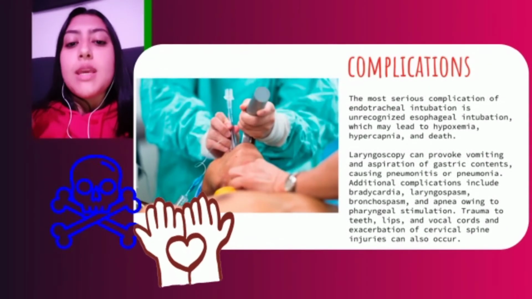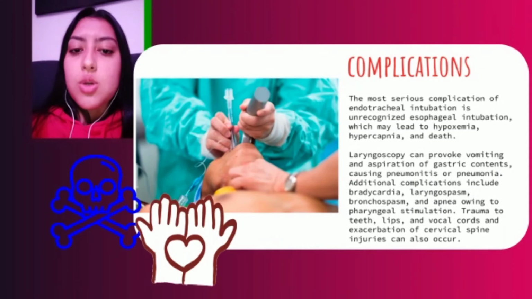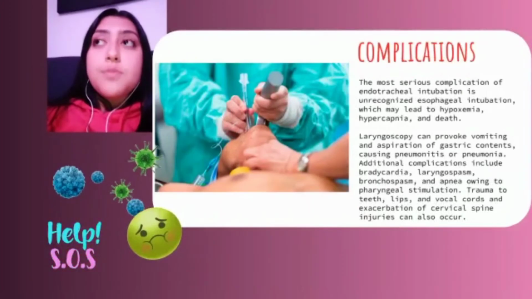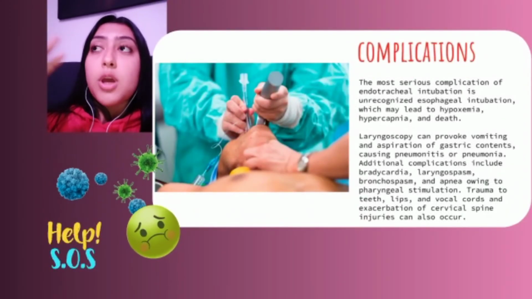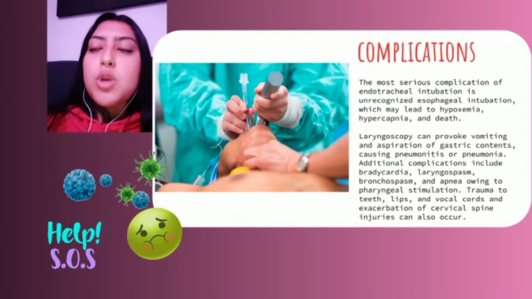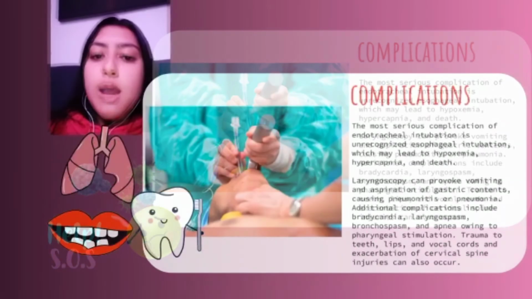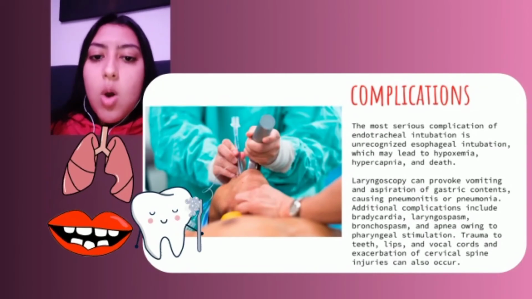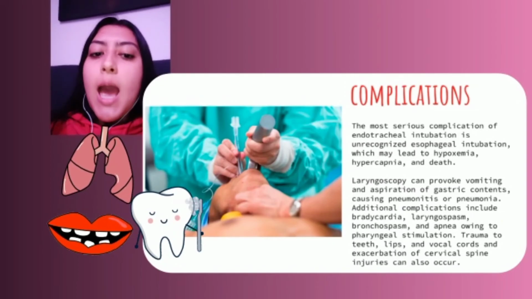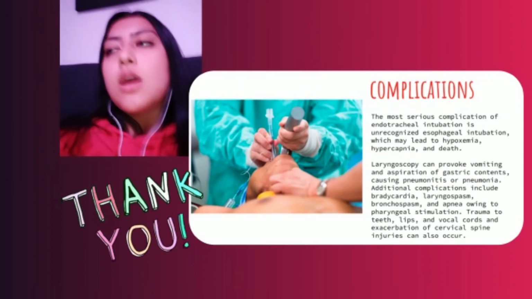Complications. The most serious complication of endotracheal intubation is unrecognized esophageal intubation, which may lead to hypoxemia, hypercapnia, or death. It's important to know that laryngoscopy can provoke vomiting and aspiration of gastric contents, causing pneumonitis or pneumonia. Additional complications include bradycardia, laryngospasm, bronchospasm, and apnea owing to pharyngeal stimulation, trauma to teeth, lips, and vocal cords, and exacerbation of cervical spine injuries can also occur.